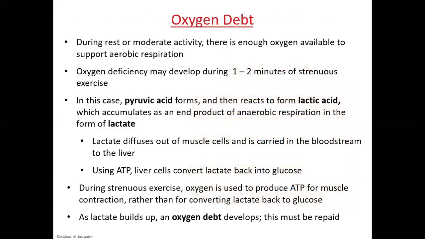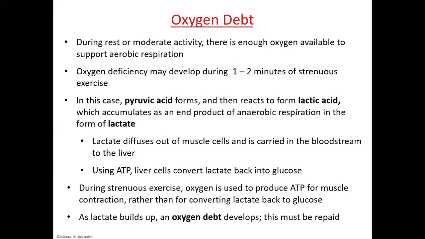So if you're resting, or if you're only doing moderate activity where you're switching up which muscles you're using, then we typically have enough oxygen available to support aerobic respiration. But if you're doing a more strenuous exercise, you may develop oxygen deficiency to that muscle. Not as in you're going to pass out and have problems, but that muscle will run out of oxygen. And this can happen even during the first minute or two of a strenuous exercise.